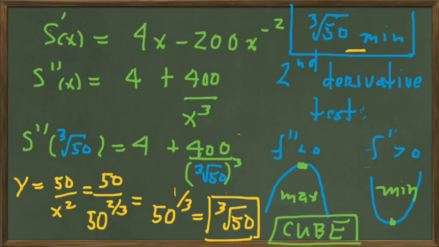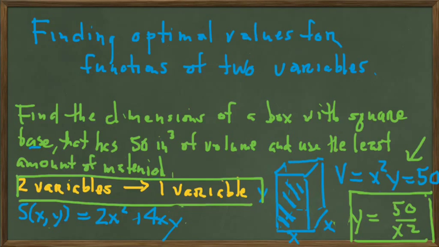Okay, so let's recap what we have done. So we had a two-variable problem that we were trying to minimize, and we cannot minimize two-variable problems, so we had to turn it into a one-variable problem. The way that we did that was to use the fact that we knew the volume. That allowed us to write x in terms of y, and so we saw that y equaled 50 over x squared, and we substituted that in for y. Then we could differentiate the function.